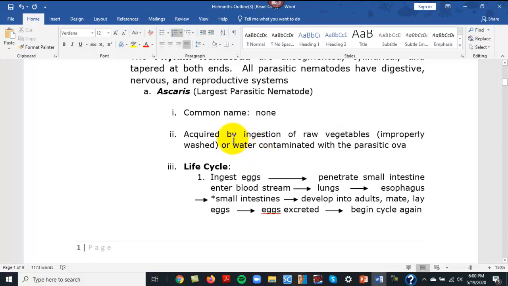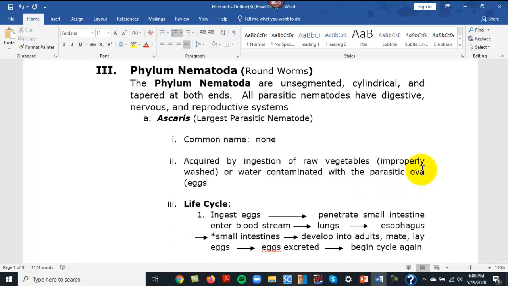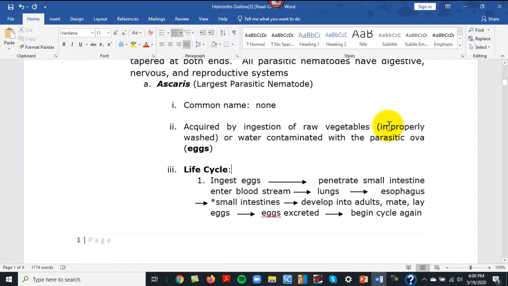First of all, common name, now they actually kind of do have one, that's fine. Our outline has none, so I'm not going to worry about it. Obviously it's not going to be on your exam. How do you get these? Acquired by ingestion of raw vegetables not properly washed. Always wash things that have dirt on them. Or water contaminated with the parasitic ova. Ova would be like the eggs, basically. Ova is plural, ovum would be singular. Anyway, you can drink water that has it, but you want to be careful with dirt. The first couple of inches of topsoil have billions of nematode eggs, so just be careful with those.